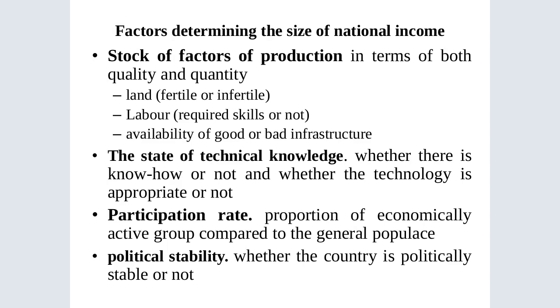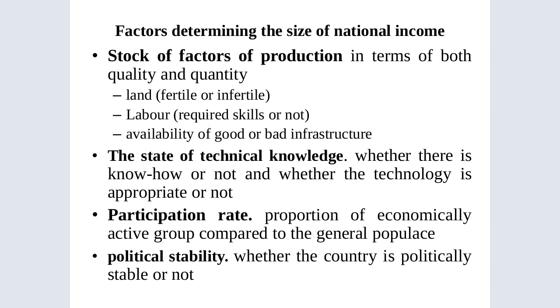Now today we want to look at the factors determining the size of national income. There are quite a number of factors that determine the size of the national income. The first one is the stock of factors of production. So the size of the national income is actually determined by the stock of the factors of production. This is in terms of both the quality and the quantity.